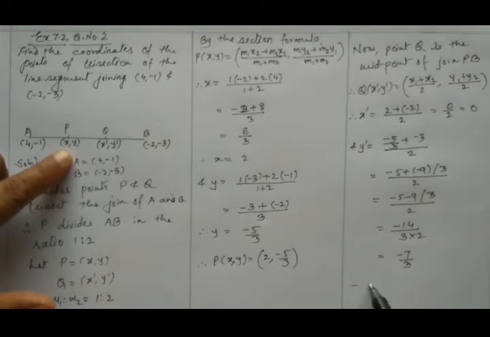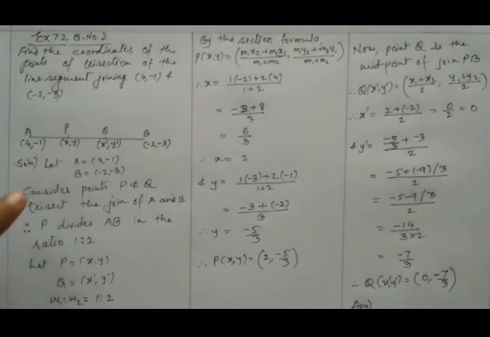So you got the coordinates of Q, x dash and y dash. So x dash is 0 minus 7 upon 3. So your answer, find the coordinates of the points of trisection. So they are 2 comma minus 5 by 3 and 0 comma minus 7 by 3. Hope you have understood this question.